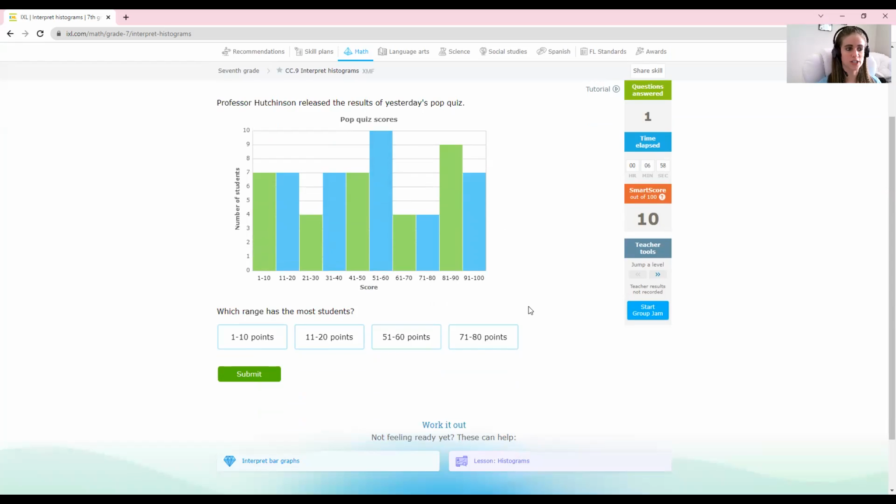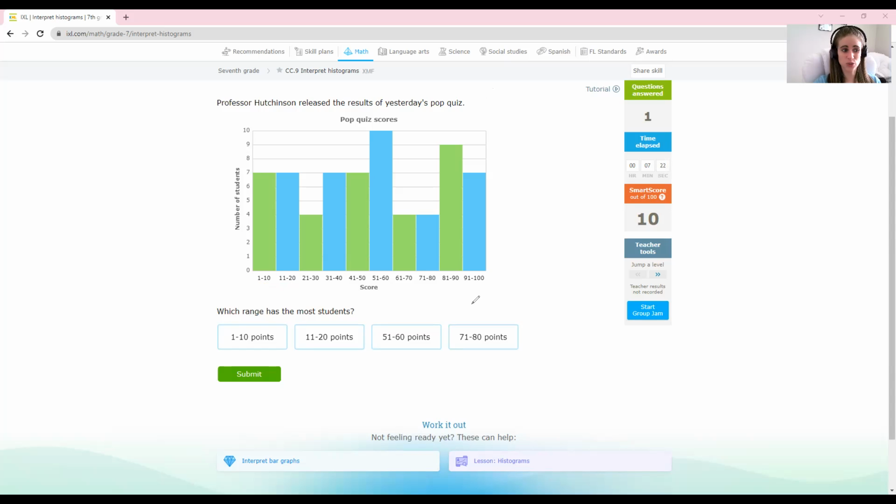Professor Hutchinson has released the results of yesterday's pop quiz. Which range has the most students? So in this case, when it's talking about range, it's just meaning the range of numbers. So those are our different sections here. 1 and 10, that's the range of numbers between 1 and 10, 11 and 20, okay? That's what it means by range.